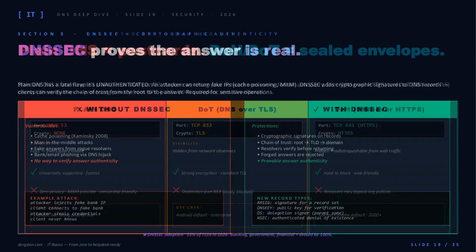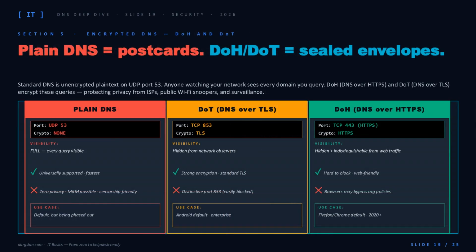DNSSEC proves answers are authentic, but it doesn't hide them. And that's the next problem. Plain DNS travels in the clear on UDP port 53, meaning your ISP, the coffee shop Wi-Fi, anyone on the path can read every domain you visit. It's a postcard. DoT seals it inside TLS on port 853, while DoH goes a step further and tunnels queries over HTTPS on port 443. Indistinguishable from normal web traffic, which is why Firefox and Chrome quietly made it the default after 2020.